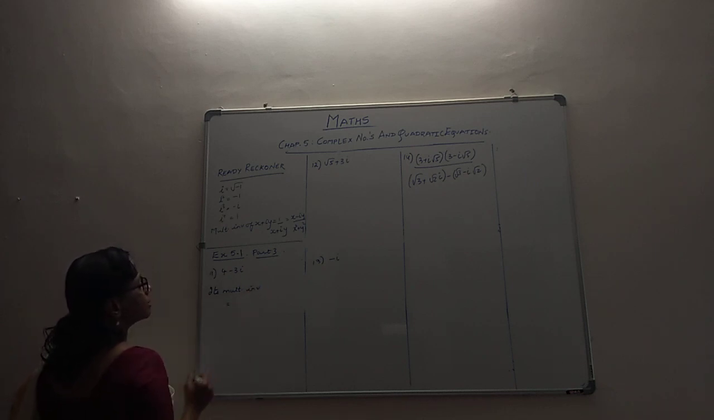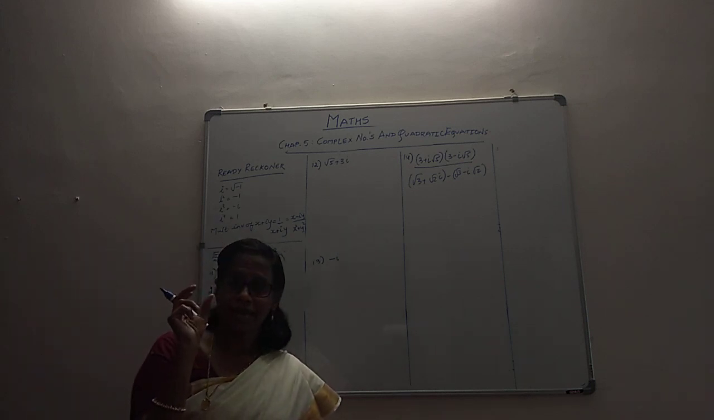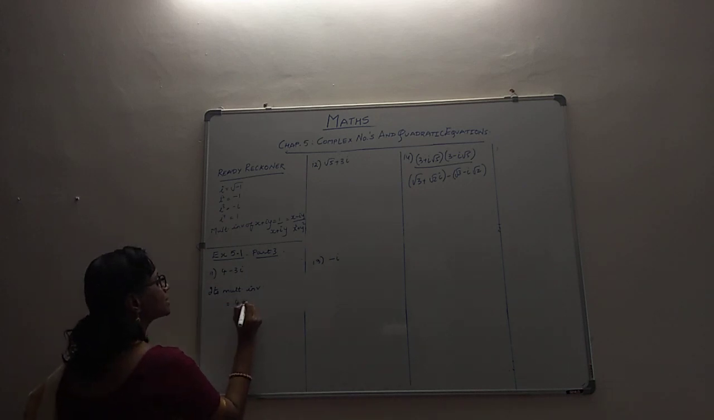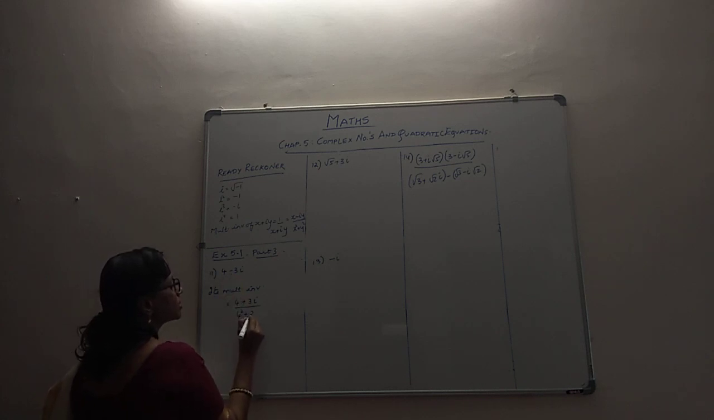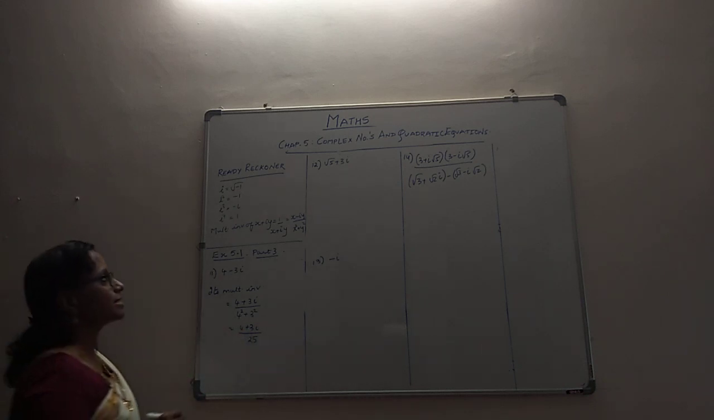Its multiplicative inverse is, we write the conjugate. Conjugate means the i carrying term will change its sign. So you will have 4 plus 3i. That's all, just change the sign. And then x squared plus y squared, so 4 squared plus 3 squared. How much does that come to? 4 squared is 16 and 3 squared is 9. So 16 plus 9, 25. This is the multiplicative inverse.